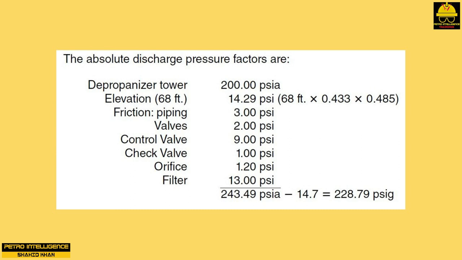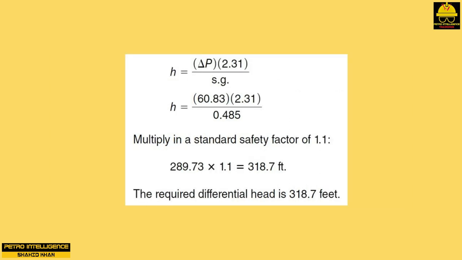The absolute discharge pressure factors are: depropanizer tower 200.00 psia, elevation, 68 feet, equals 14.29 psi, friction of piping is 3.00 psi, friction of valves is 2.00 psi, friction of control valve is 9.00 psi, for check valve it is 1.00 psi, for orifice 1.20 psi, for filter 13.00 psi, and the total will be 243.49 psia or 228.79 psig. Now we can solve for delta P equals 228.79 psig minus 167.96 psig equals 60.83 psig, and plug that value into our equation for head. H equals delta P times 2.31 divided by specific gravity. Multiplying in a standard safety factor of 1.1, the required differential head is 318.7 feet.